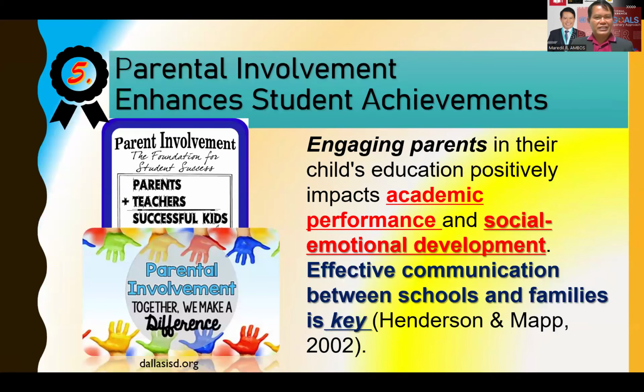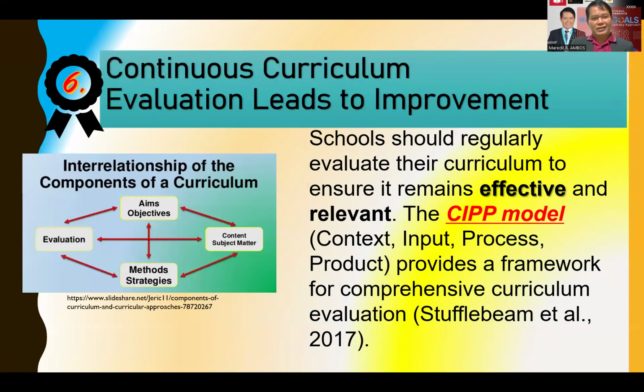And the fifth is that parental involvement enhances student achievement. Effective communication between schools and families is the key towards students' achievement, according to Henderson and Mapp in 2002. And number six is that continuous curriculum evaluation leads to improvement. Take note, the context, input, process, product model provides the framework for comprehensive curriculum evaluation. So we need to deal with this.